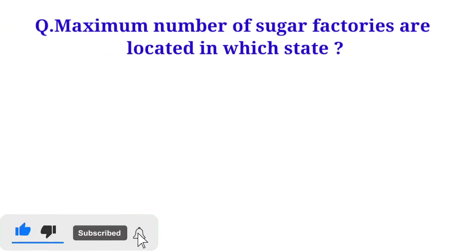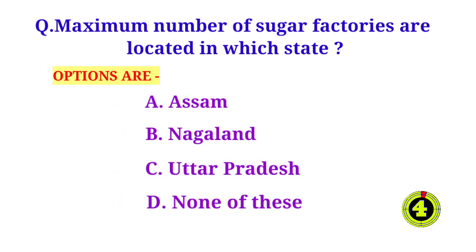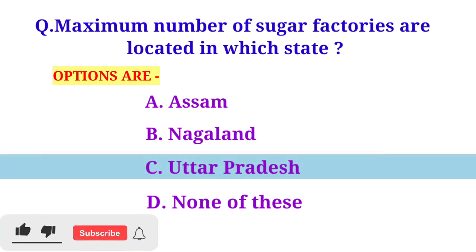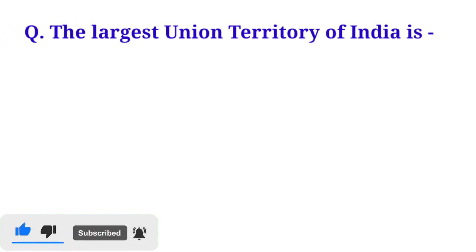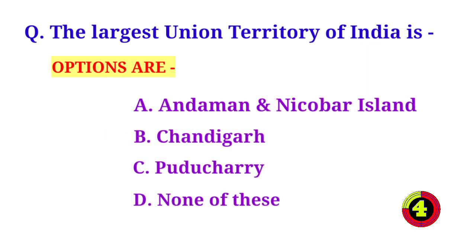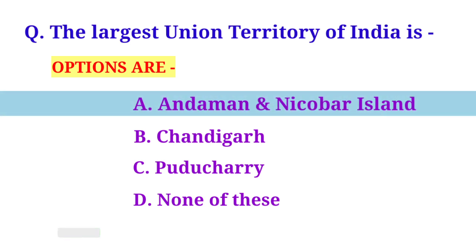Maximum number of sugar factories are located in which state? Option C, Uttar Pradesh, is the correct answer. The largest union territory of India is? Option A, Andaman and Nicobar Island, is the correct answer.